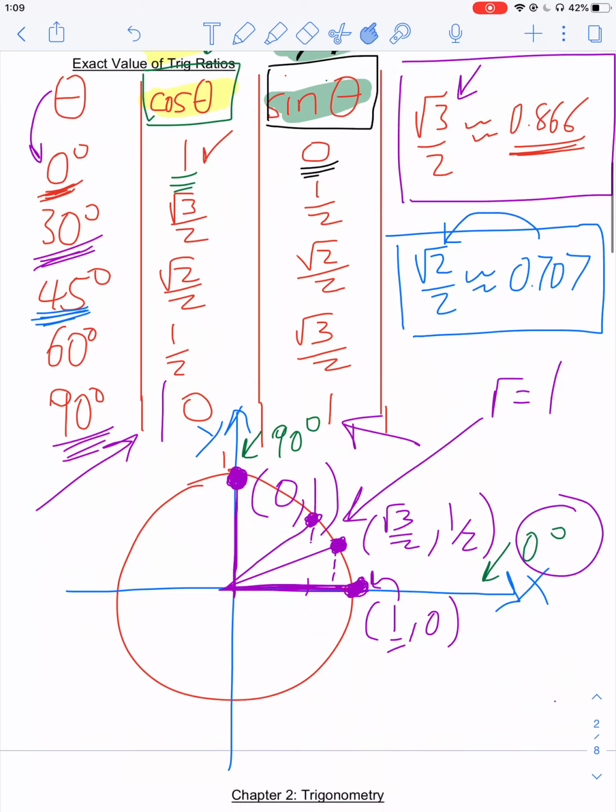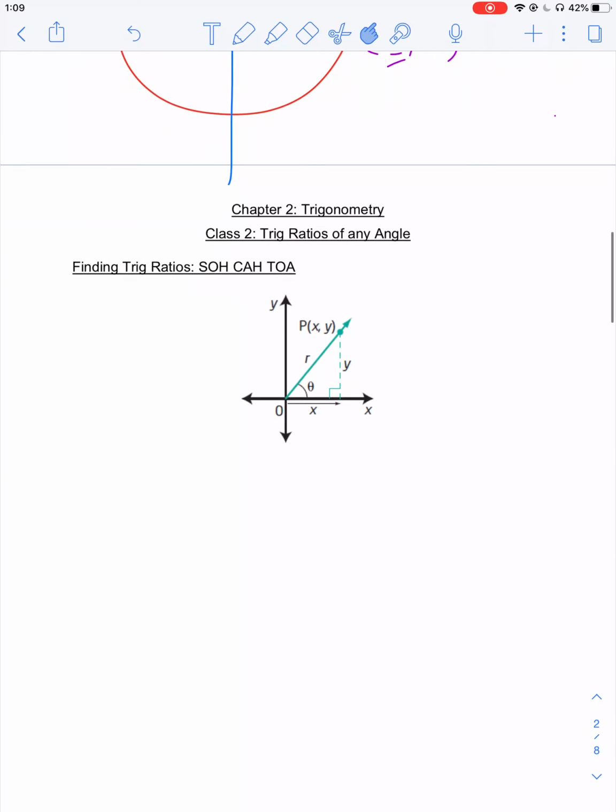Okay, so let's continue. Here, we're gonna just review SOHCAHTOA. So this is from grade 10, right? Which is kind of like what I did. So hopefully, you know what SOHCAHTOA stands for. Let's start with SO. SO gives you the sine ratio. So S over here stands for sine, O is opposite and H is hypotenuse, right?